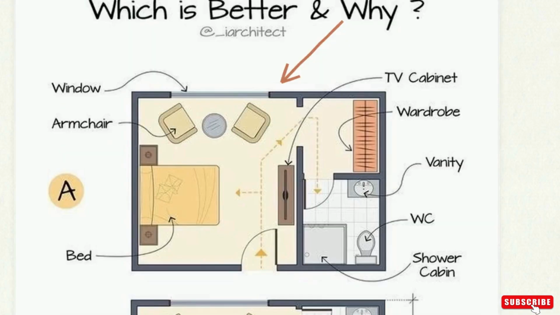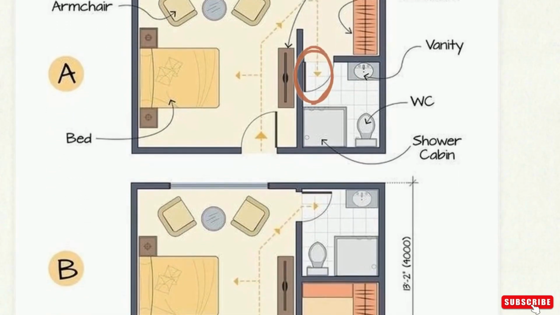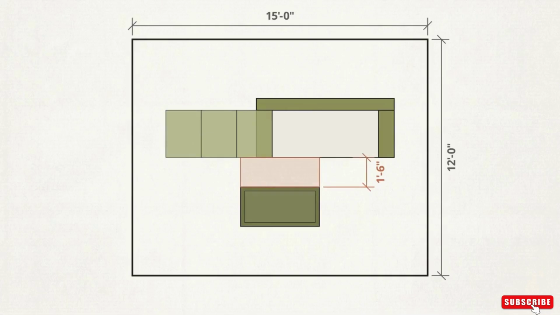Layout A fails these requirements. The armchair blocks the wardrobe doors, and the oversized TV cabinet chokes the pathway to the bathroom. To avoid these errors in our 15 by 12 room, set exactly 18 inches of space between the sofa and the coffee table, and maintain a minimum 36-inch main pathway behind the seating area.